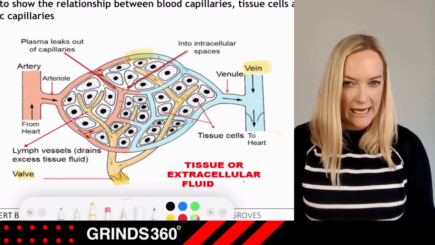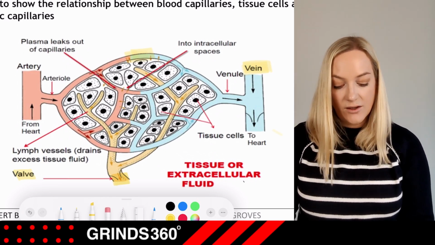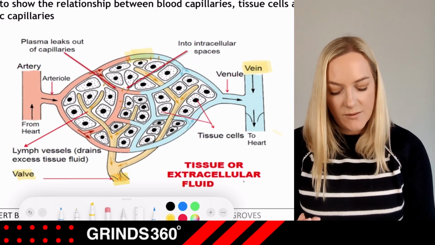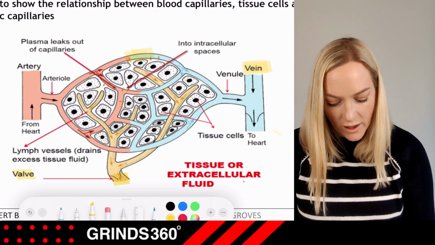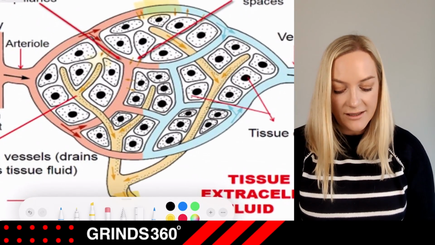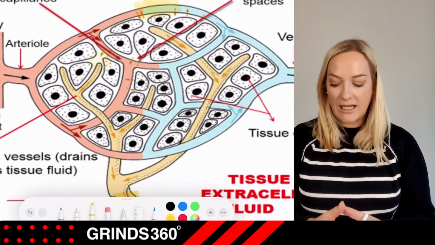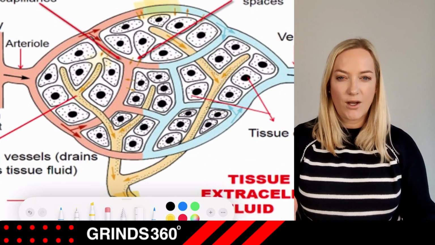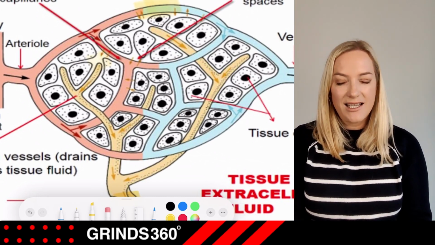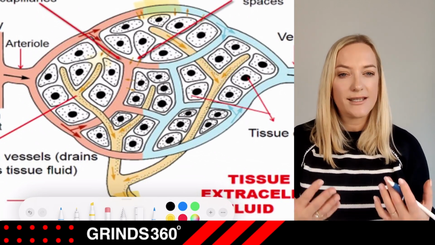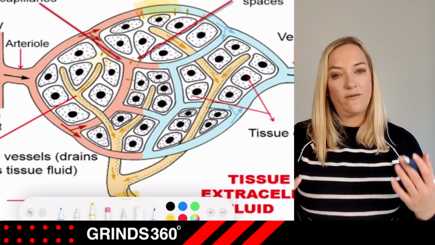Now, if we look again inside this picture, we can see lots of cells. We can see the nucleus. Now, surrounding the cells, this white, that's called your extracellular fluid. The extracellular fluid surrounds the cells. And from your extracellular fluid, cells can absorb oxygen and cells can absorb glucose. And that oxygen and glucose will be involved in respiration.